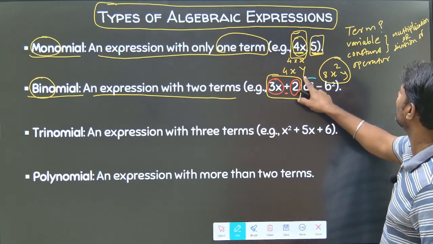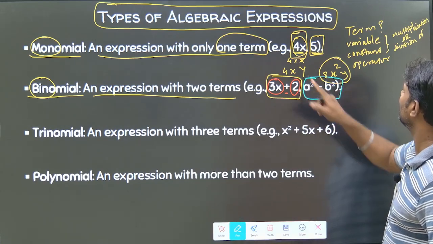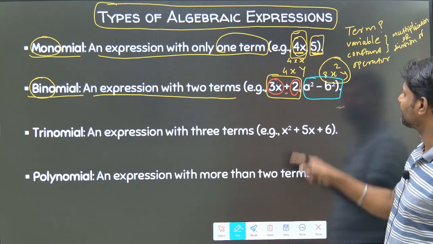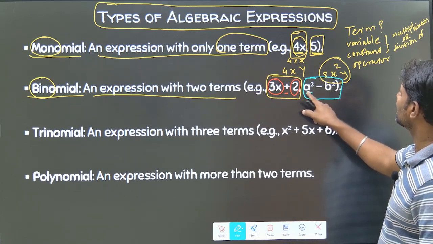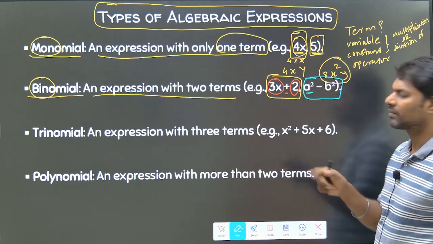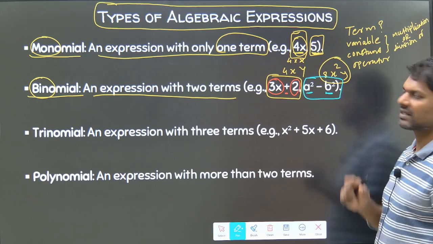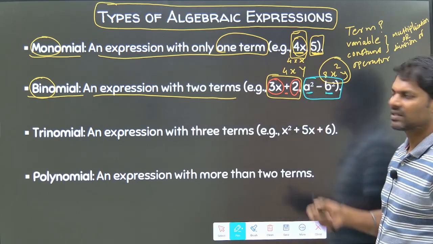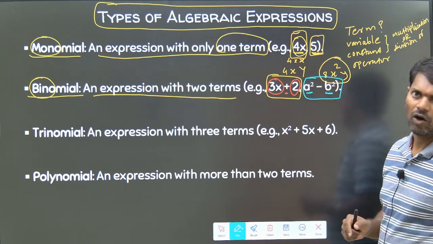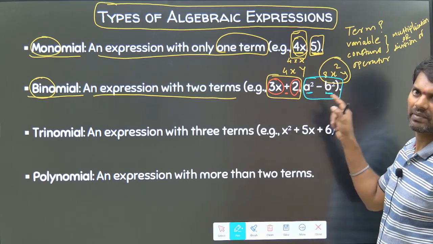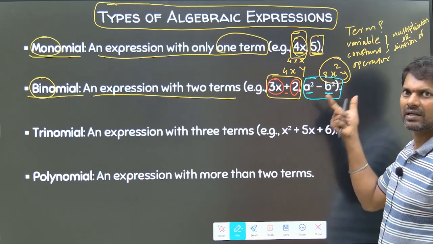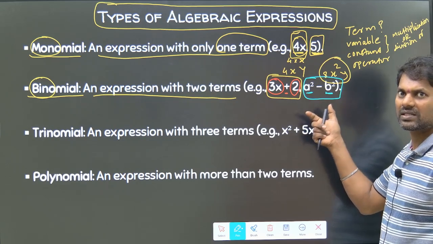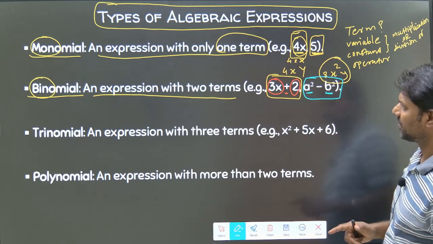One more example here, a square minus b square. So here a square is one term, b square is another term. In between these two terms, there is a subtraction operator. So a square minus b square contains two terms, a square term and b square term. So it is called a binomial expression.